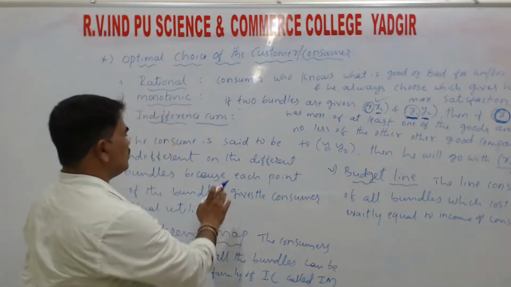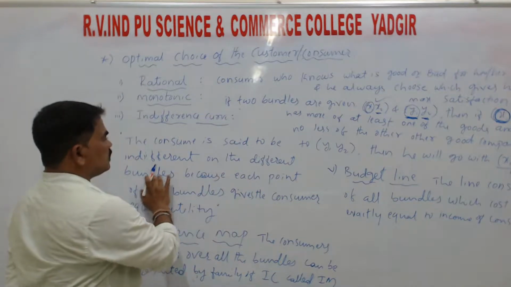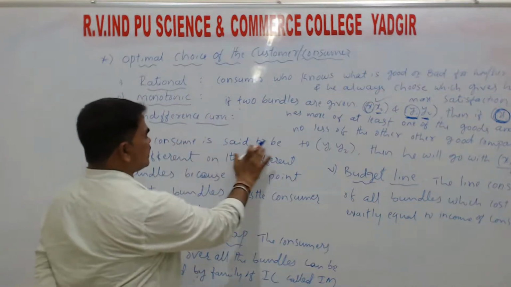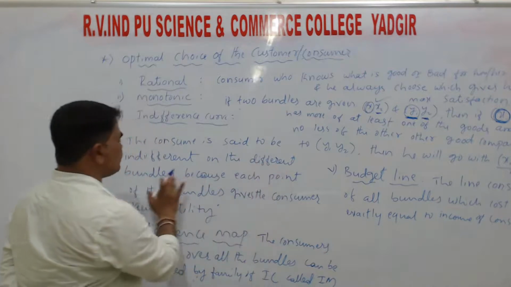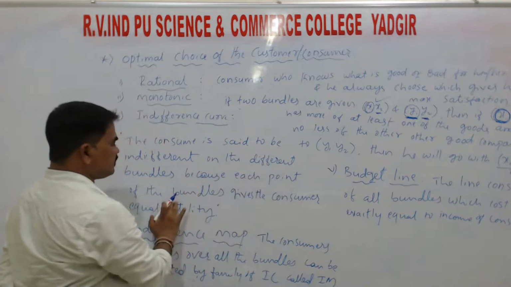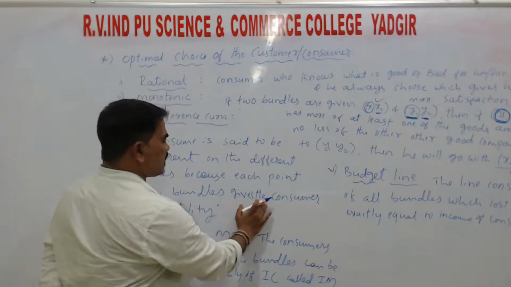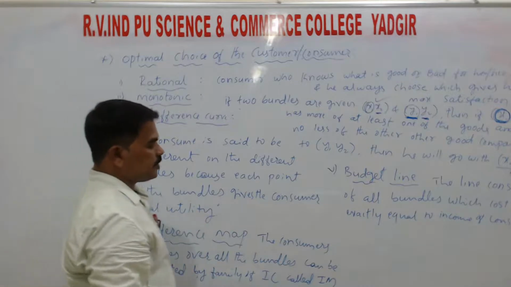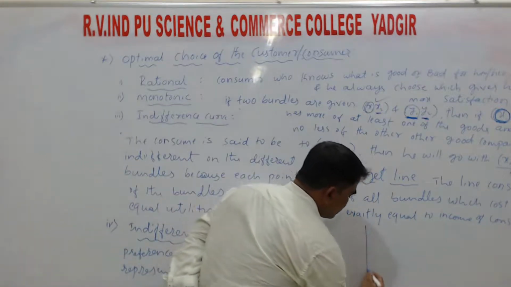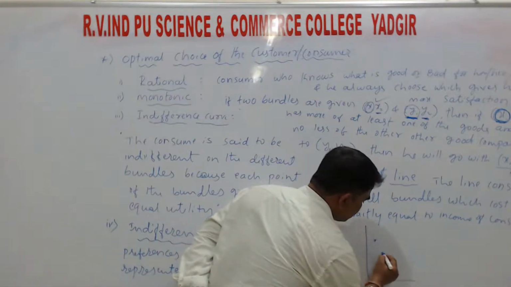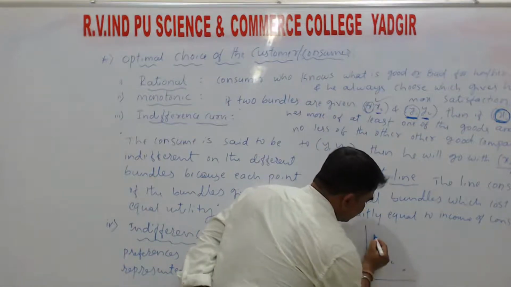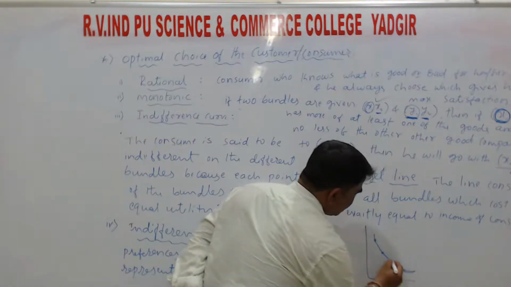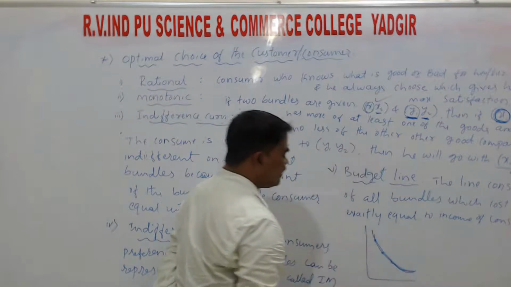And indifference curve is the curves. I'll read this. The consumer is said to be indifferent on the different bundles because each point of the bundle gives the consumer equal utility. If we have different bundles and these bundles give him equal utility, then this curve we call an indifference curve.